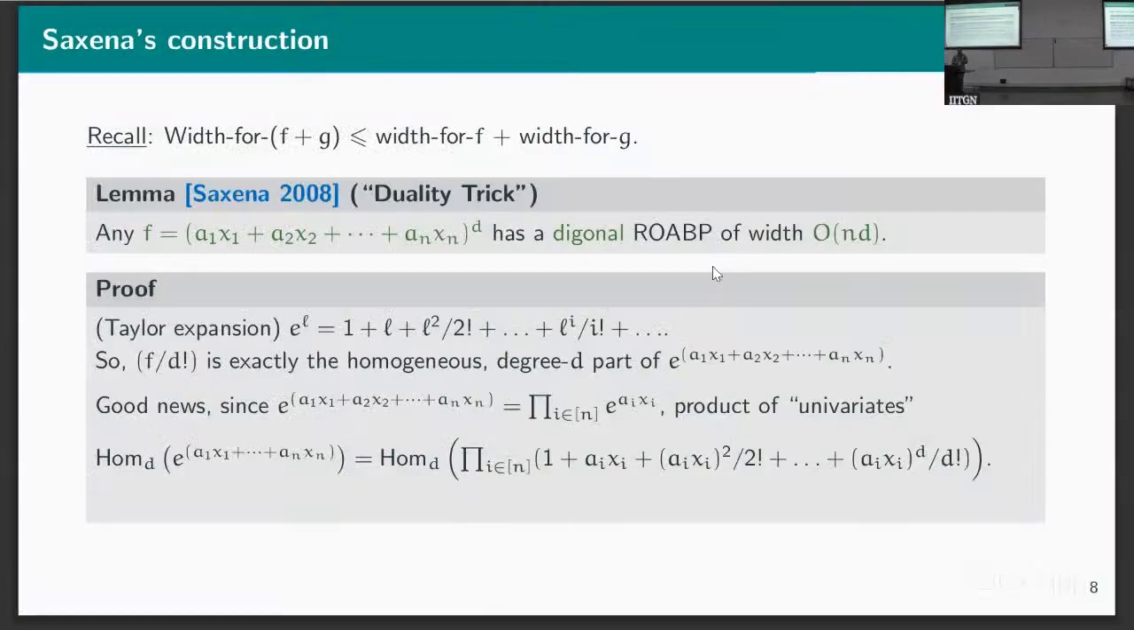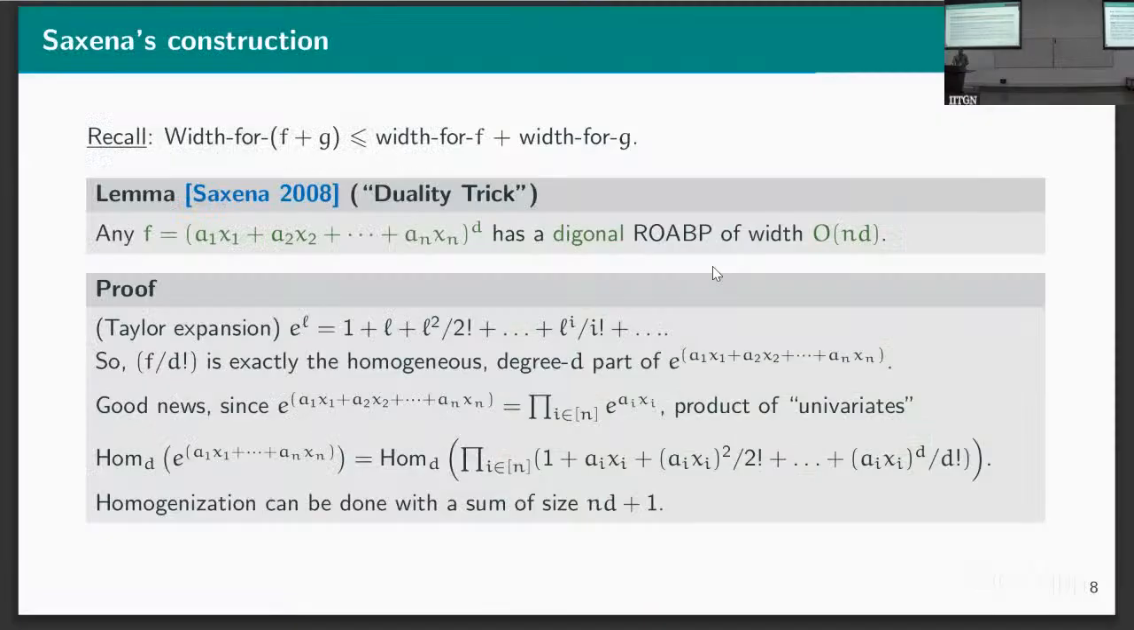Now you observe that all you want is the degree d homogeneous component of this Taylor expansion. You don't want all the high degree things. So you can truncate each of your univariates to degree d. And this is what it looks like. So you can just truncate each of them, take the product, and somehow you will be able to construct the determinant. I won't get into how you can homogenize, but you can write this expression as a sum of some variants of this expression, nd plus 1 many of them, and you take some linear combination appropriately, and you will get the homogeneous component. So this is how you get it.